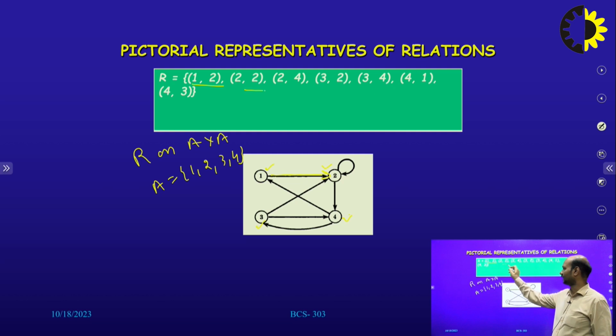Then again (2, 2), so we draw a loop from 2 to 2. Then (2, 4), so 2 to 4. Then (3, 2), then (3, 4), then (4, 1), and (4, 3). So this is the procedure by which we convert a particular relation into a graph, for breaking a bigger problem into smaller parts.